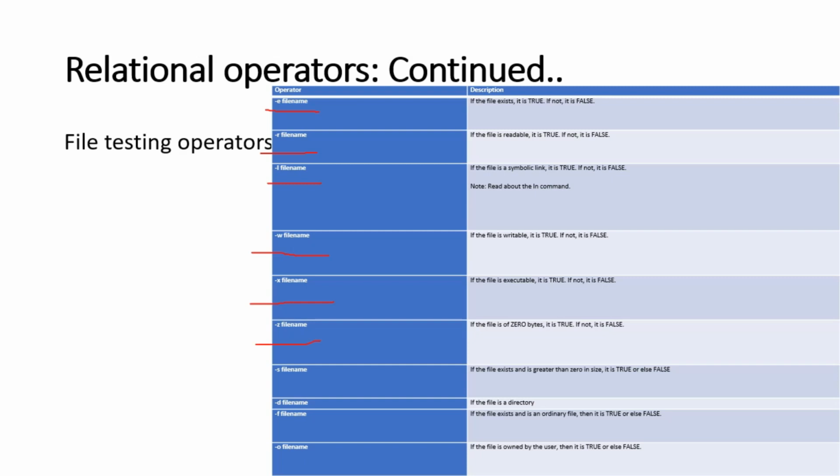-z file name, if the file is of 0 byte, then it is true. -s file name, if the file exists and it is greater than 0 in size, it is true. -d file name, if the file is a directory. Remember, in Linux, everything is a file. -f file name, if the file exists and is an ordinary file. -o file name, if the file is owned by the user, then it is true.